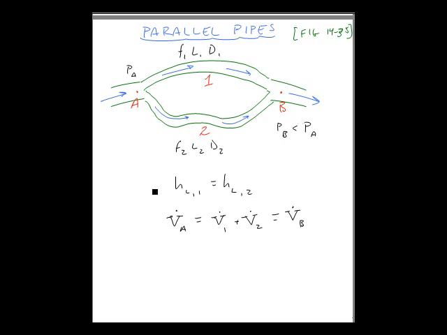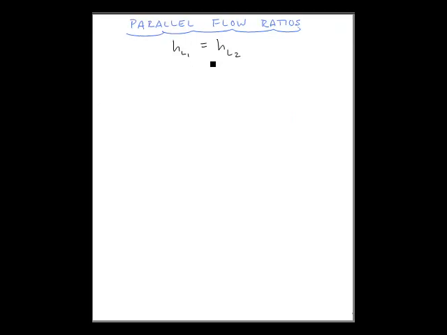Now, what else can we use this for? Well, we can get parallel flow ratios, a velocity ratio, a volumetric flow ratio, and let's do that next. So if head loss 1 equals head loss 2, that means my friction factor 1 times length 1 over diameter 1 times velocity 1 squared over 2g is equal to the same for state 2: friction factor 2 times length 2 over diameter 2 times velocity 2 squared over 2 times the acceleration of gravity.